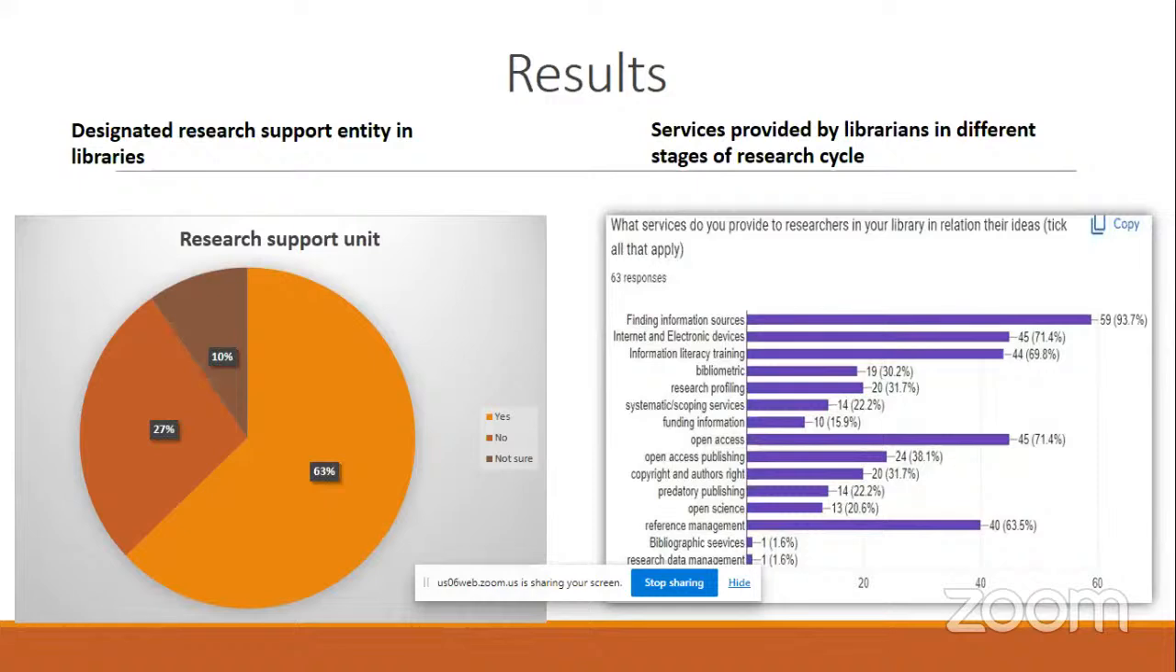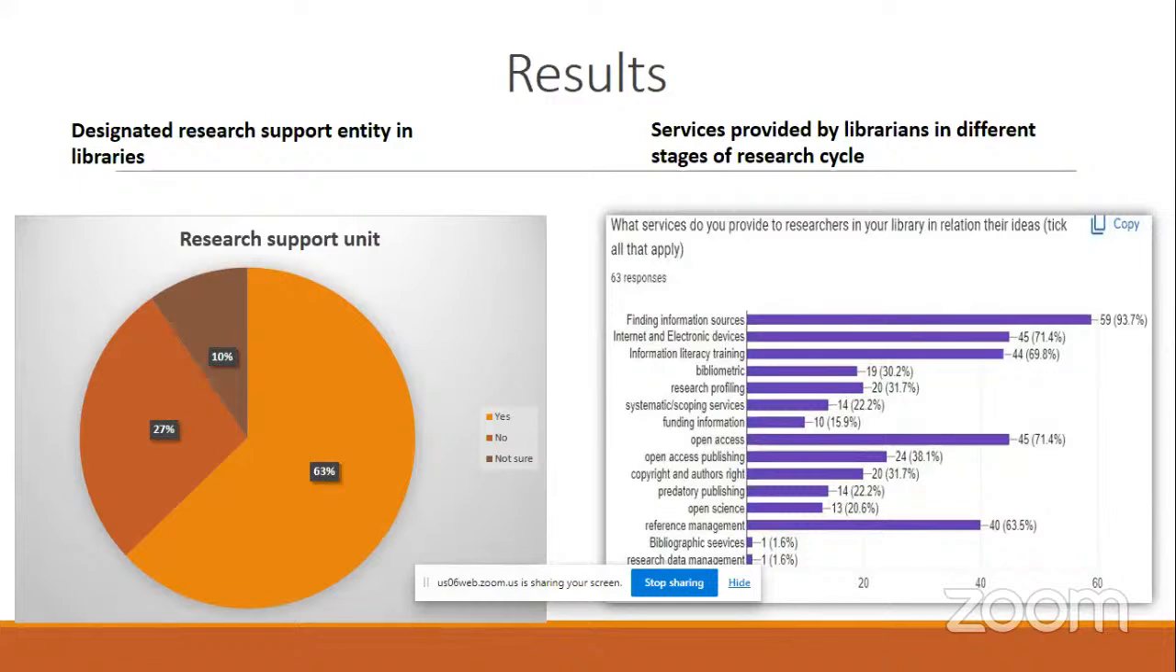So we found that of the librarians that participated in this study, only few are providing services in bibliometric and scoping review services, or providing researchers with research profiling services, as well as providing information on analyzing and evaluating potential predatory publishing.